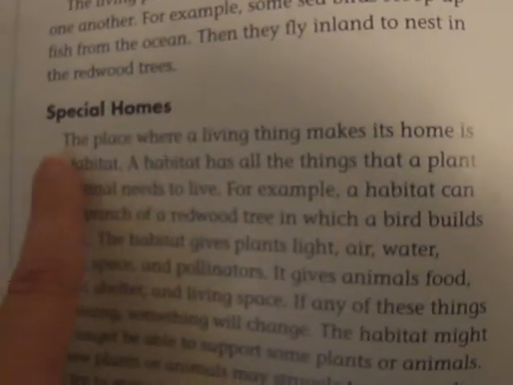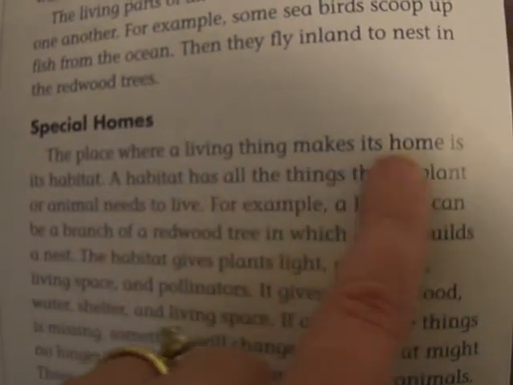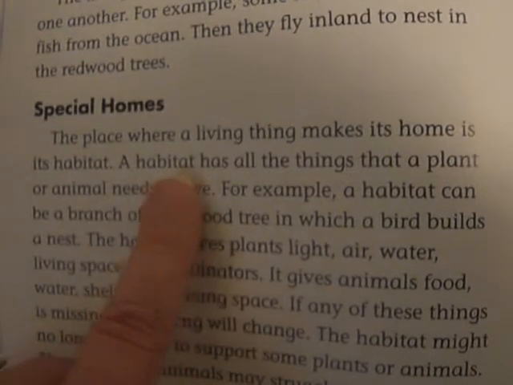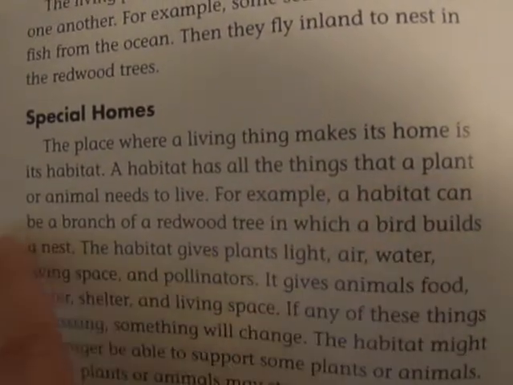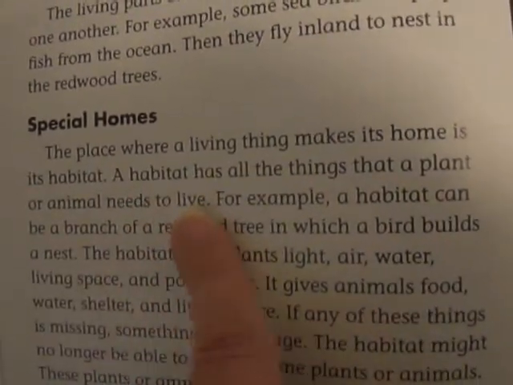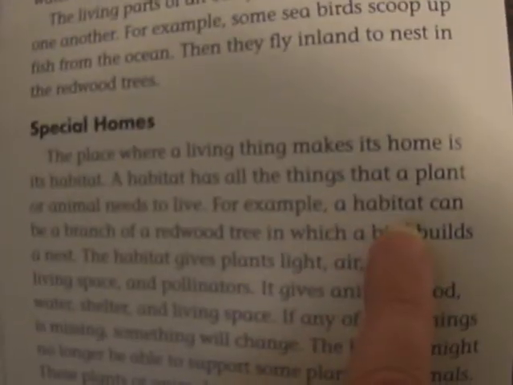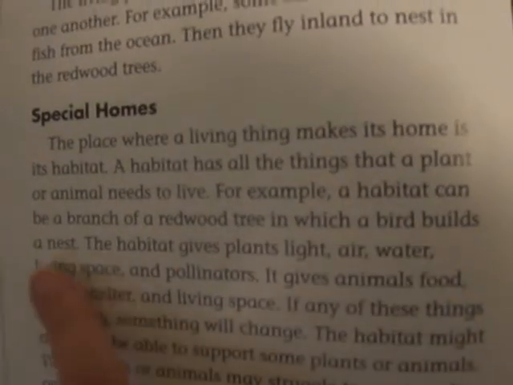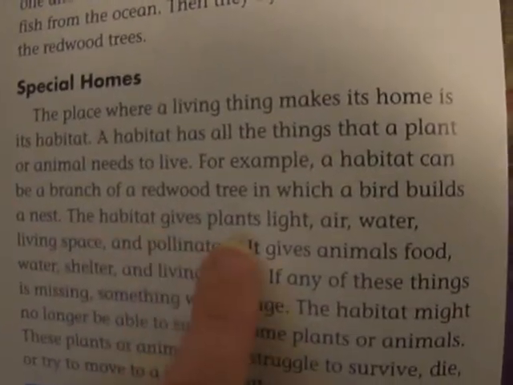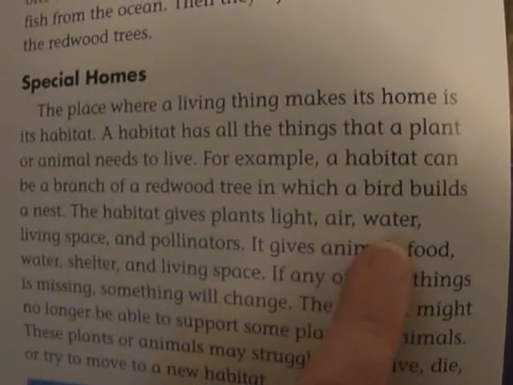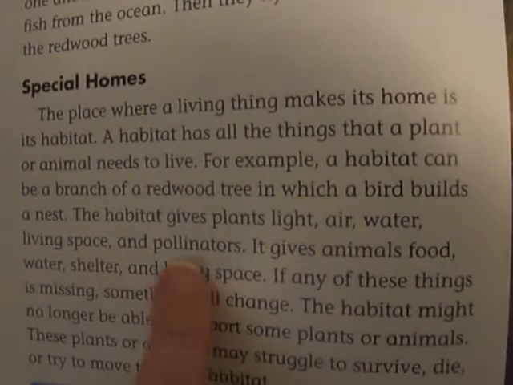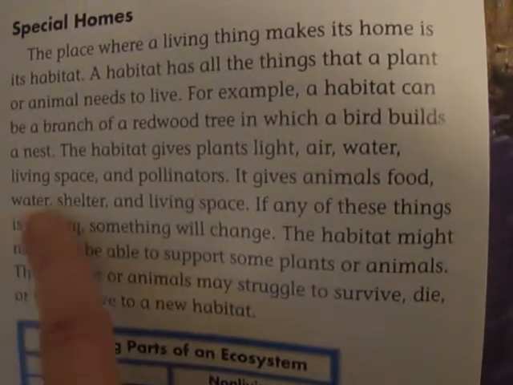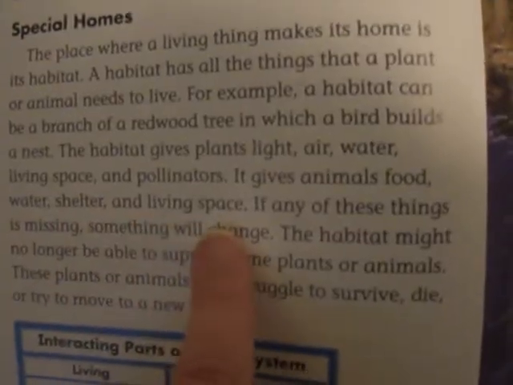Special homes. The place where a living thing makes its home is its habitat. A habitat has all the things that a plant or animal needs to live. For example, a habitat can be a branch of a redwood tree in which a bird builds a nest. The habitat gives plants light, air, water, living space, and pollinators. It gives animals food, water, shelter, and living space.